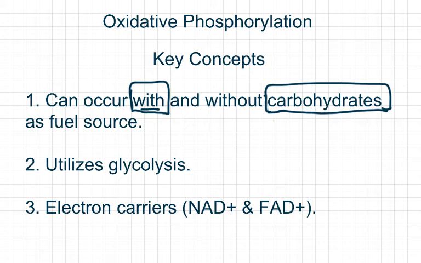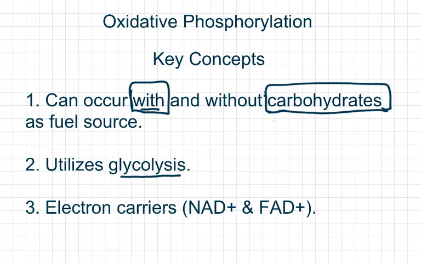The next concept to understand is that oxidative phosphorylation uses glycolysis in the initial steps of ATP synthesis. And we'll cover that and the key differences between this and the anaerobic glycolysis. And finally, in the previous video, we discussed the concept of electron carriers. And this is where they become very important.